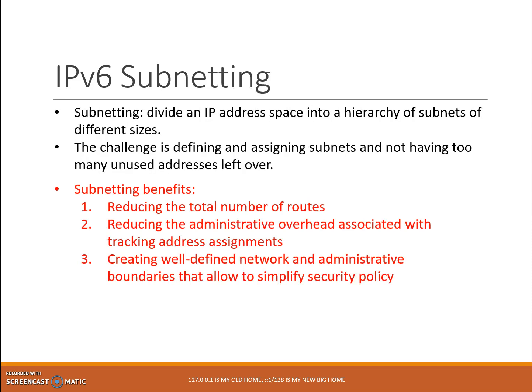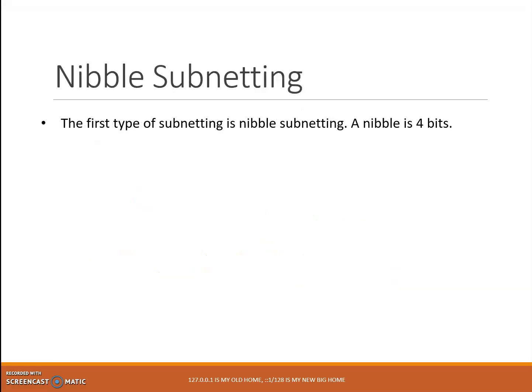Benefits of subnetting. Number one, it reduces the total number of routes and routing table entries that routers in the network must learn and keep state information on. Number two, it can reduce the administrative overhead associated with tracking address assignments. Number three, it can help create well-defined network and administrative boundaries that allow us to simplify security policy and improve operations performance. The first type of subnetting is nibble subnetting.